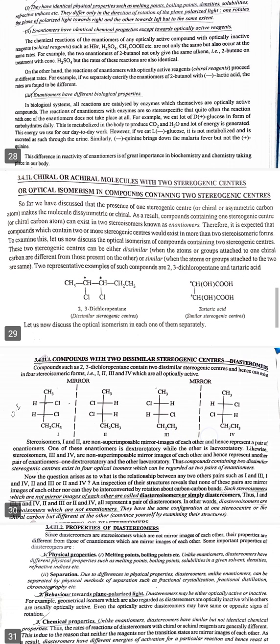Chiral or achiral molecules with two stereogenic centers, or optical isomerism in compounds containing two stereogenic centers. So far we have discussed that the presence of one stereogenic center makes the molecule dissymmetric or chiral.